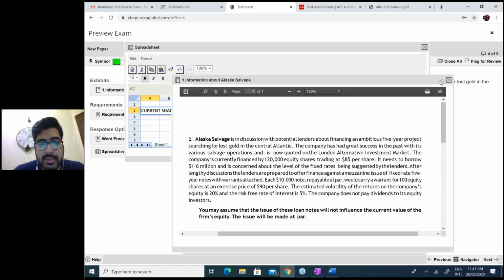So Alaska Salvage is in discussion with potential lenders about financing an ambitious 5-year project searching for lost gold in the Central Atlantic. The company has had great success in the past with its various salvage operations, and is now quoted on the London investment market. The company is currently financed by 120,000 equity shares trading at $85 per share. It needs to borrow 1.6 million and is concerned about the level of fixed rates being suggested by the lenders. After lengthy discussions, the lenders are prepared to offer finance against a mezzanine issue of fixed 5-year loan notes with warrants attached. Each loan note, repayable at par, would carry a warrant of 100 equity shares at an exercise price of $90 per share.